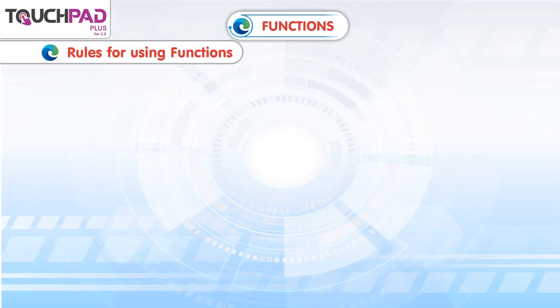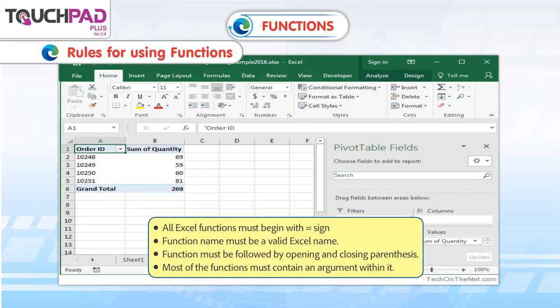Rules for using functions. All Excel functions must begin with an equal sign. Function name must be a valid Excel name. Function must be enclosed by opening and closing parentheses. Most of the functions must contain an argument within it.